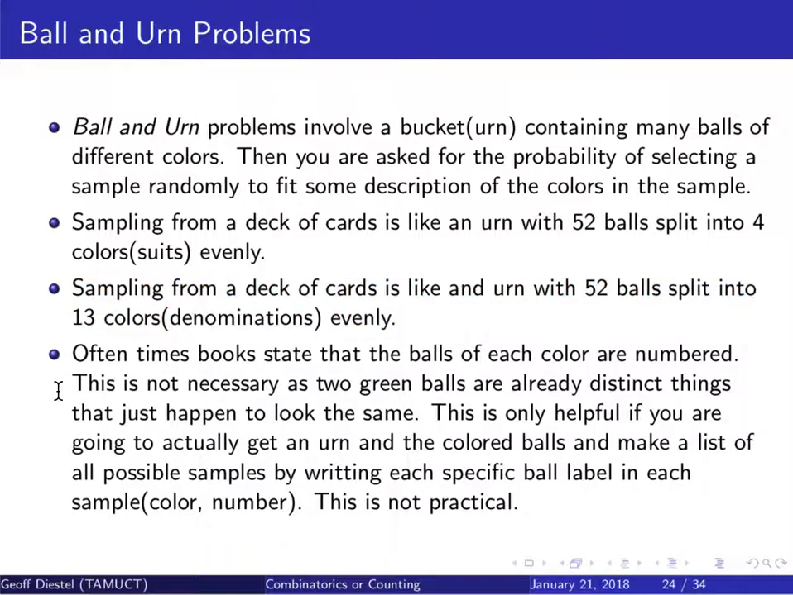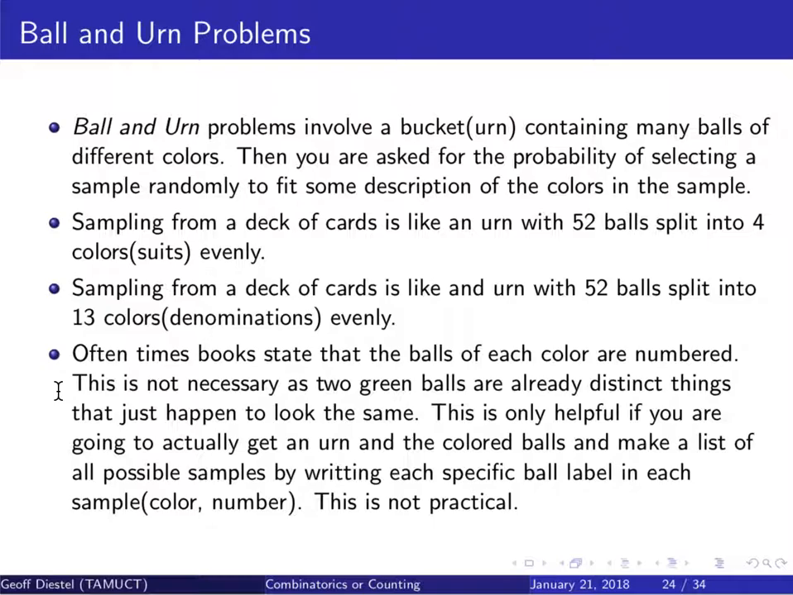Again, something to just read in this last point. A lot of times in problems you'll see, they'll emphasize that these objects are numbered so that you know that they're distinct objects, but you don't really need that. If you're told you have a set of objects and some of them are the same color, then 2 of the objects of the same color are distinct objects by definition.